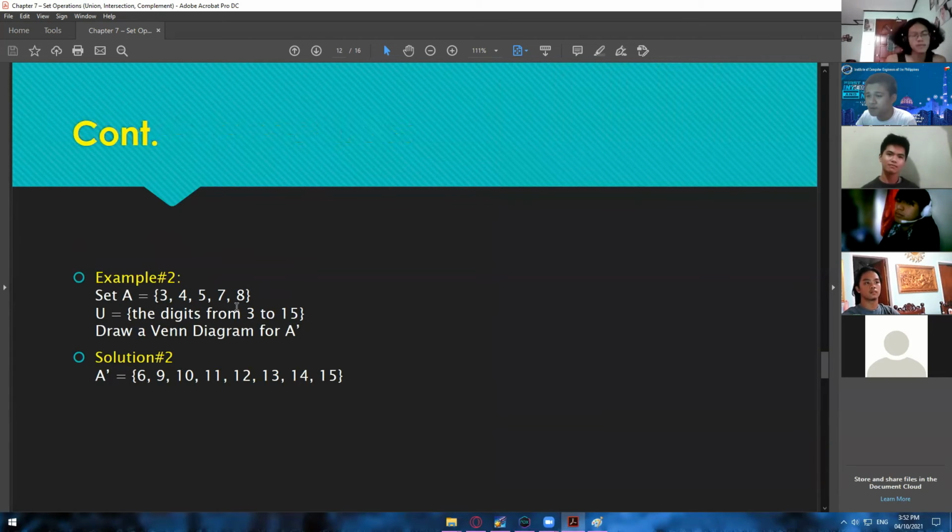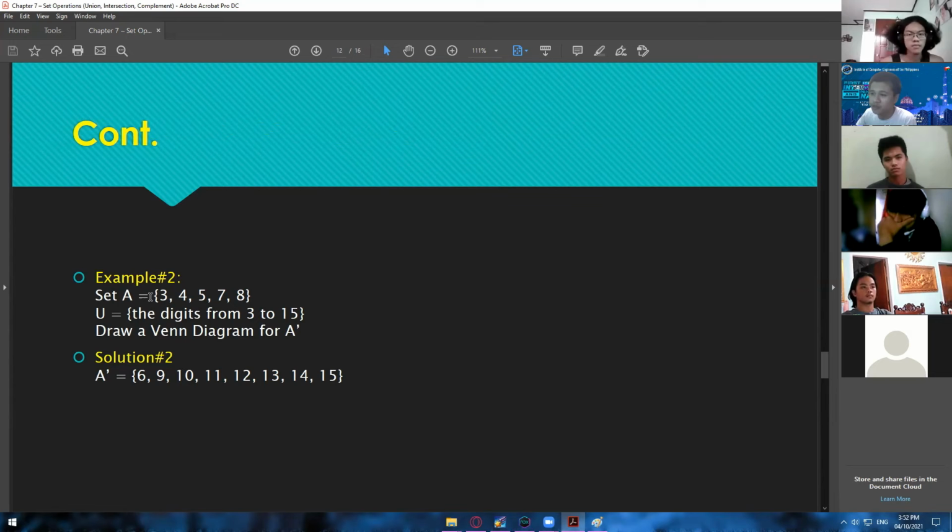And let's have one more example. Okay, so we have set A right here, which has an element of 3, 4, 5, 7, 8, and then universal set, which ranges from 3 to 15. So draw a Venn diagram for A complement. So it's the same. All we need to do is get everything that is not on the set A itself. Okay, so we have 3, we have 4.